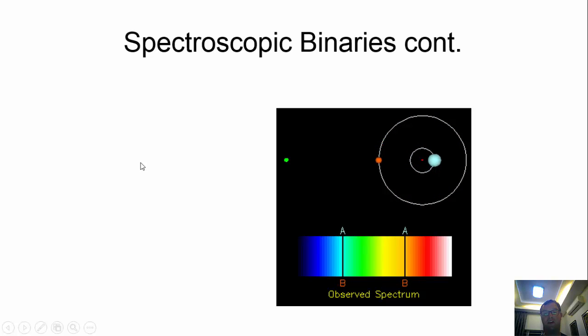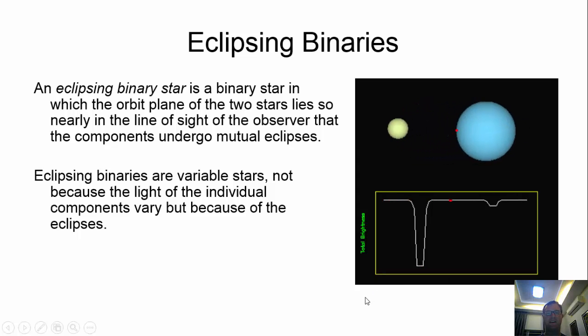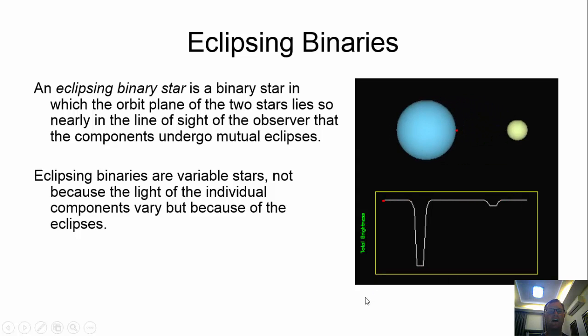There's a third type of binary stars, and these are known as eclipsing binaries. And what happens with an eclipsing binary is that, although they're variable, the variable amount of intensity is due to one star eclipsing the other.